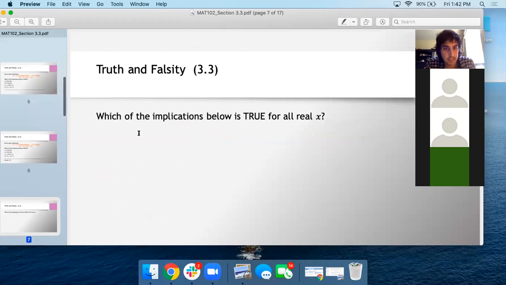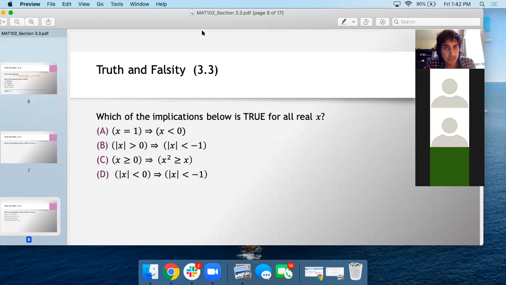So yeah, the answer was C. C is false. Which of the implications is true? So here's four implications. Which of them is true? Wait, are you trying to say that x is all real numbers? Yeah, it says that at the top. Which of the following implications is true for all real x? Yeah, okay.